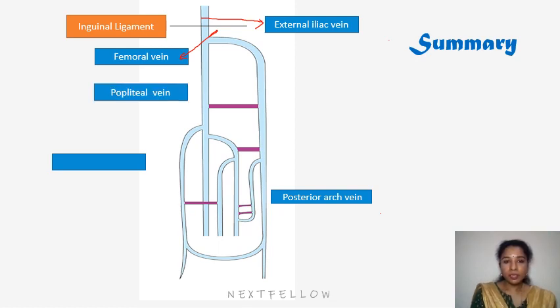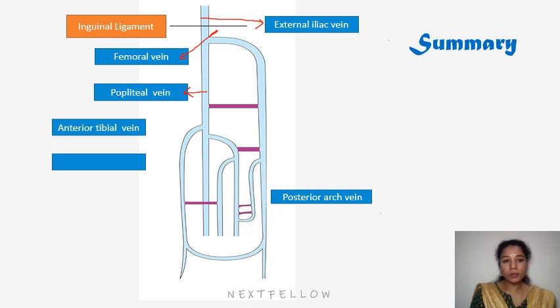And femoral vein, it is the continuation of the popliteal vein till the adductor hiatus present within the adductor magnus. Above the adductor magnus is the femoral vein. Below the adductor magnus, in the popliteal fossa, is the popliteal vein.